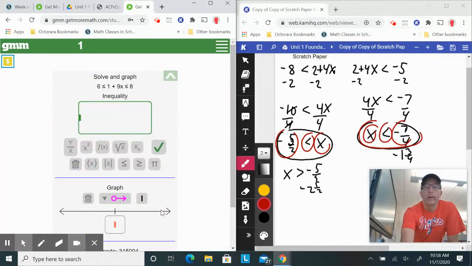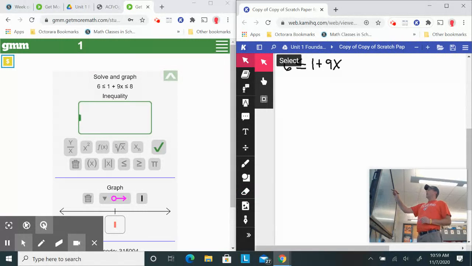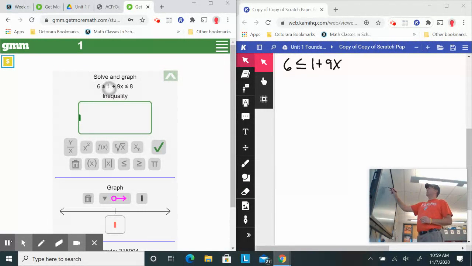Bingo. Let's do another one. Okay, this problem here, looking at the solving graph, 6 is less than or equal to 1 plus 9x. So I took that to the right and I rewrote it over here. But there's a second part to this. The 1 plus 9x is also less than or equal to 8. So take the time and write that on the right side on your scrap paper.